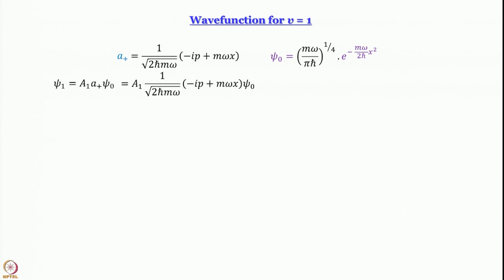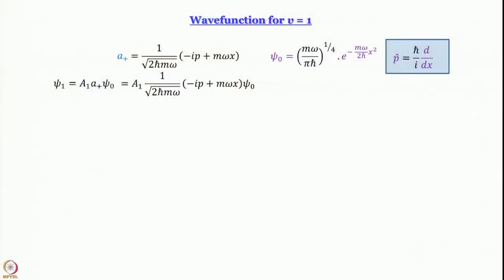Now, we write it like this. We write the form of the A plus operator: 1 by root over 2 h cross m omega, multiplied by minus i p plus m omega x, operating on psi 0. Please remember this p here is an operator, x here is an operator. x is not so much of a problem because the action of x is just to multiply the wave function by the value of the position. But let us not forget what the form of the momentum operator is. The momentum operator, as we know very well by now, is h cross by i d/dx or minus i h cross d/dx.